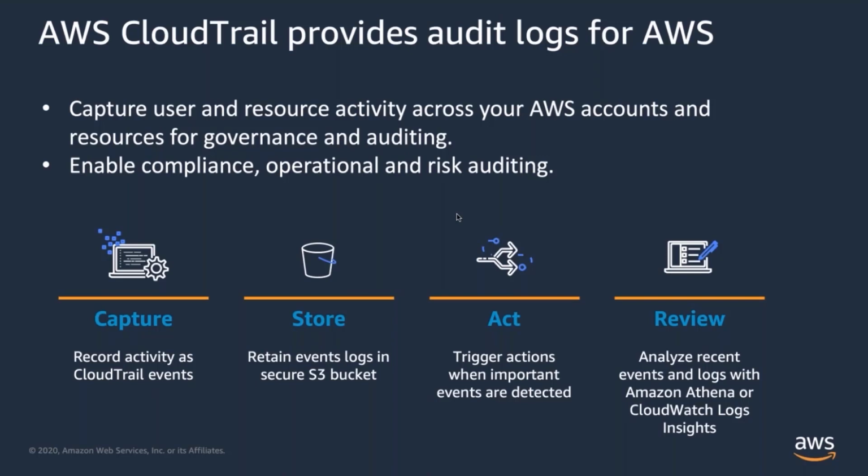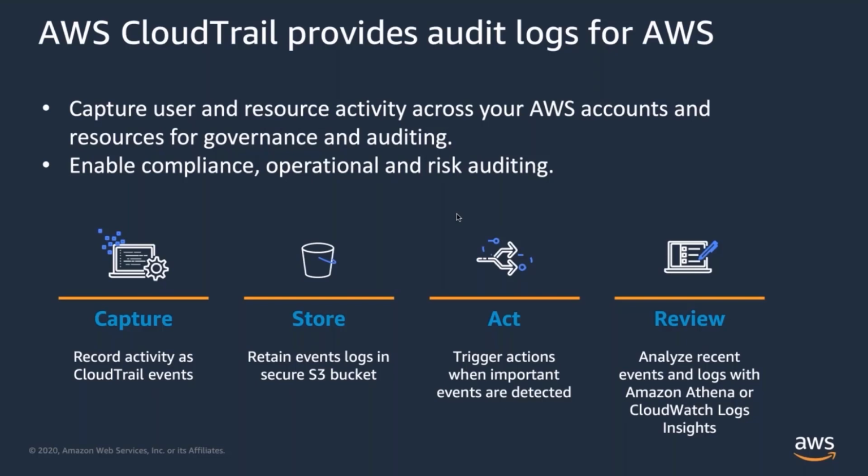CloudTrail is enabled on your AWS account when you create it. When activity occurs in your account, that activity is recorded in a CloudTrail event. You can easily view events in your CloudTrail console by going to Event History. Event History allows you to view, search, and download the past 90 days of activity in your AWS account.